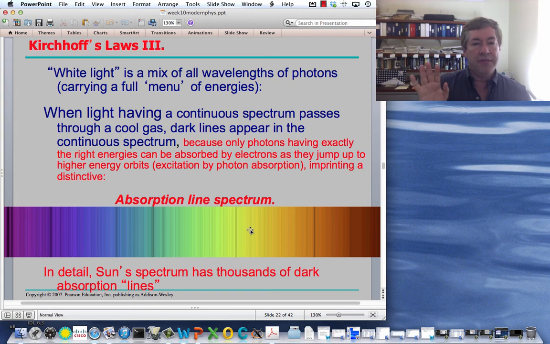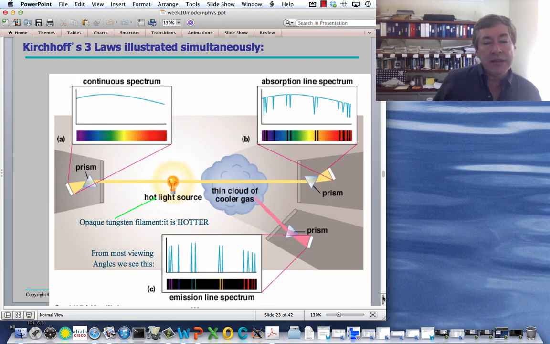Now, either way, we have a fantastic opportunity, whether we're using emission line spectroscopy of something hot, or whether we're using absorption line spectroscopy with a bright light source behind it, we have a chance to figure out detailed atomic information about the composition of this gas that we're probing, and that is what is so unbelievably useful. So I like this slide because it shows the interconnectedness of Kirchhoff's laws in three different cases.